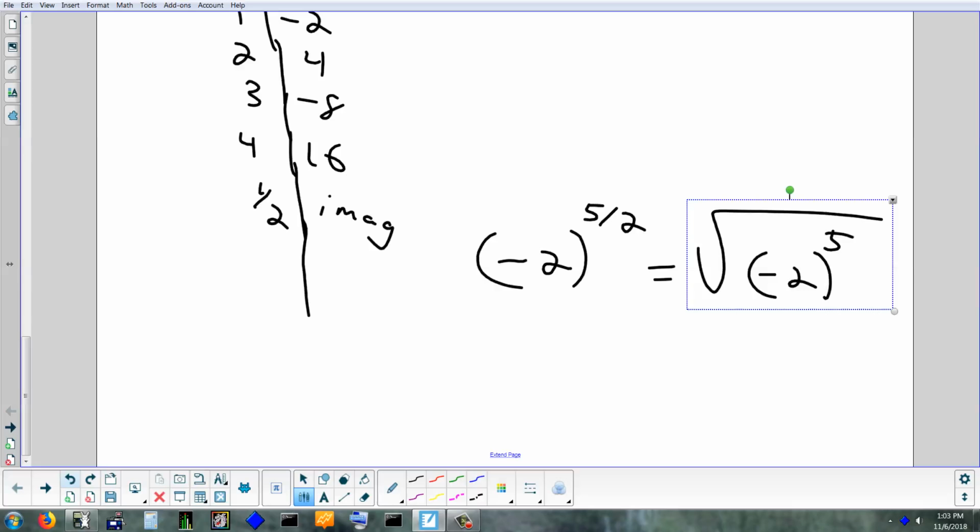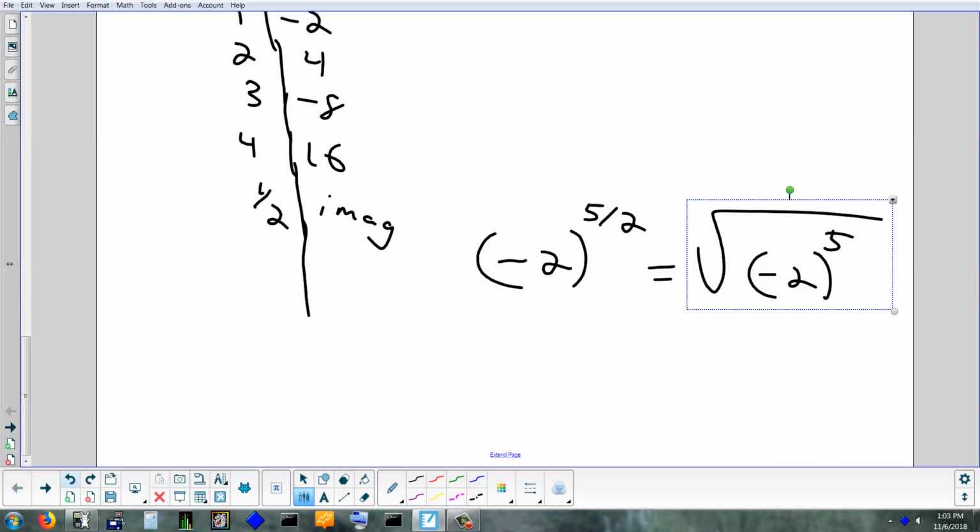It'll come out to a negative. So any negative number to an odd power is negative. But then the square root of a negative, can't do it. So any fraction that you could write in simplest terms with a denominator of 2 would not be a value you could use.